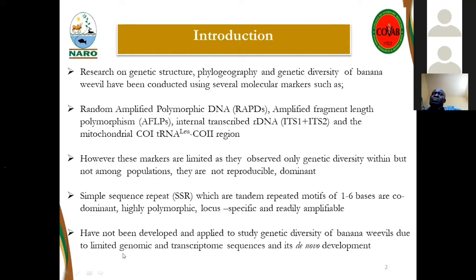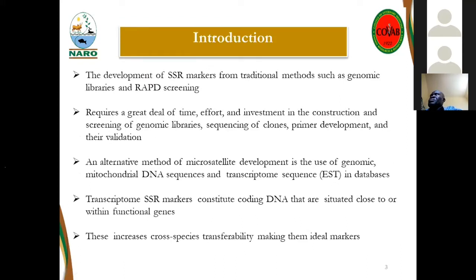However, SSR markers have not been applied to study genetic diversity of weevils due to limited genomic and transcriptome sequences of the banana weevil. The development of SSR markers has been conducted for different insect species using traditional methods such as genomic libraries and rapid screening. However, these are very expensive because you have a lot of enzymes, you have to generate libraries, and then in rapid, you have to clone again. So this is quite expensive, and it requires a lot of time validating them.